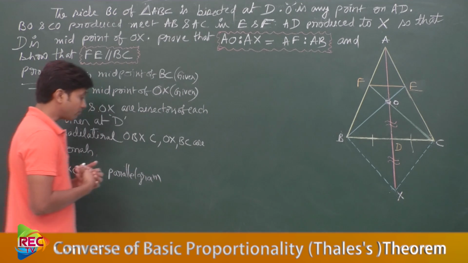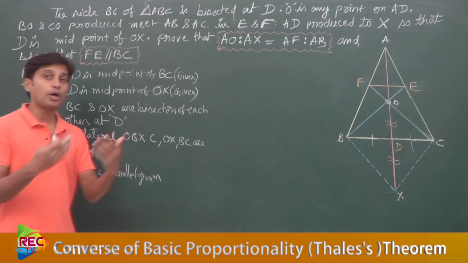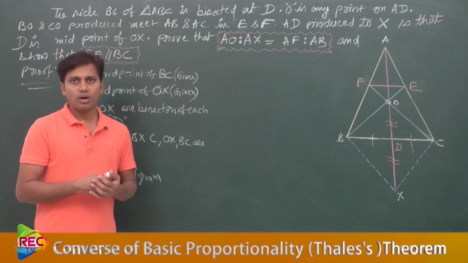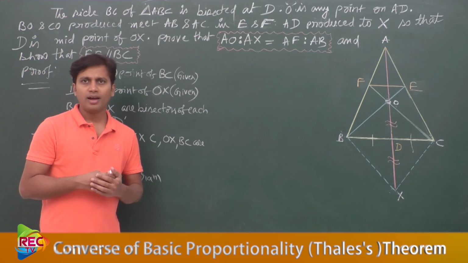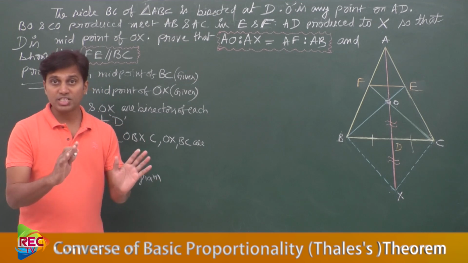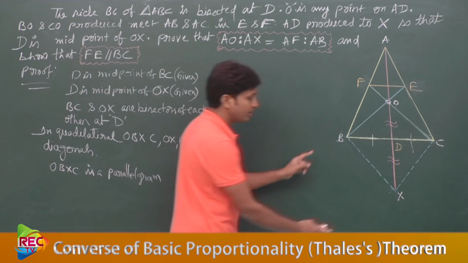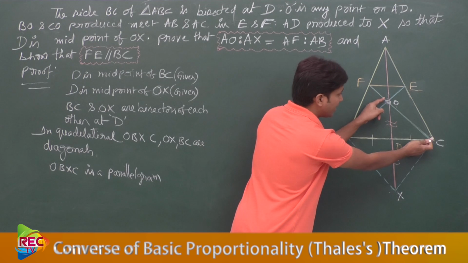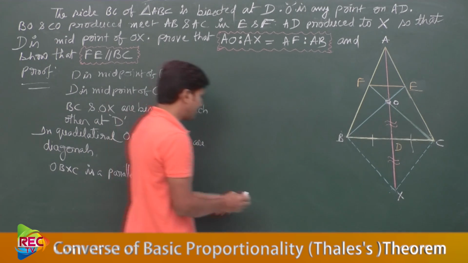Now when it is a parallelogram, follow the properties of parallelogram. What are the major properties of parallelogram? Opposite sides must be parallel. What are opposite sides here? For BX, opposite side would be OC. So let us write it down.